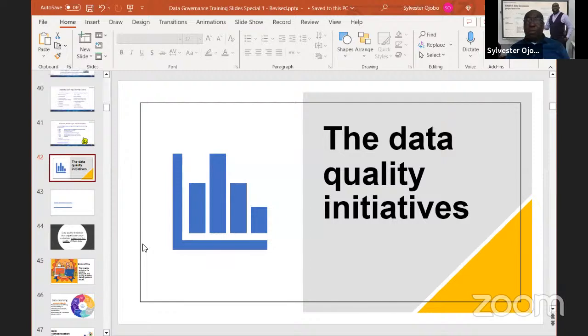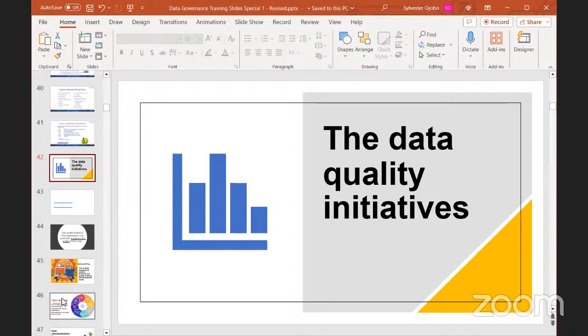For example, when you are about to be employed, could you please tell me the initiative you have carried out in terms of data quality and control? Please take note of what you're going to hear. All right.